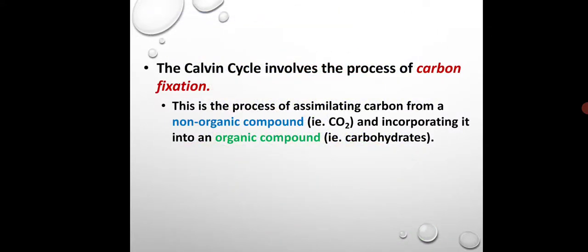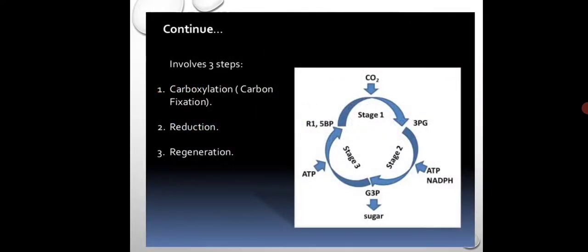The Calvin cycle involves the process of carbon fixation, that is the production of an organic compound. This cycle takes place in 3 stages, or 3 steps. First is carboxylation, meaning to fix the carbon. Second is reduction, and third is regeneration.